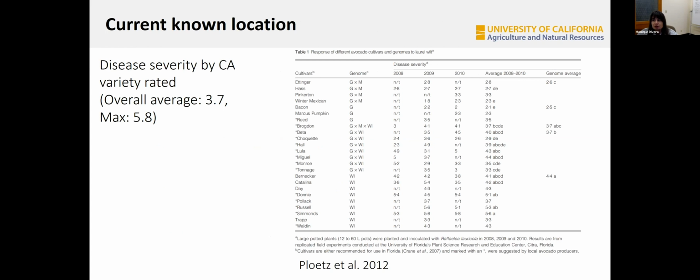So I also wanted to include a little bit about previous work that they've done that I think is relevant to California in particular. So they basically infected a bunch of different varieties, and that's shown here in this table, with Laurel wilt to understand how disease severity varied by variety. So it's important to note that when I report on the varieties I think are most important to California, the overall average for their rating of disease severity, which was from 1 to 10, of everyone that was tested was 3.7. And then the maximum that they saw in terms of disease severity after 3 years was 5.8.